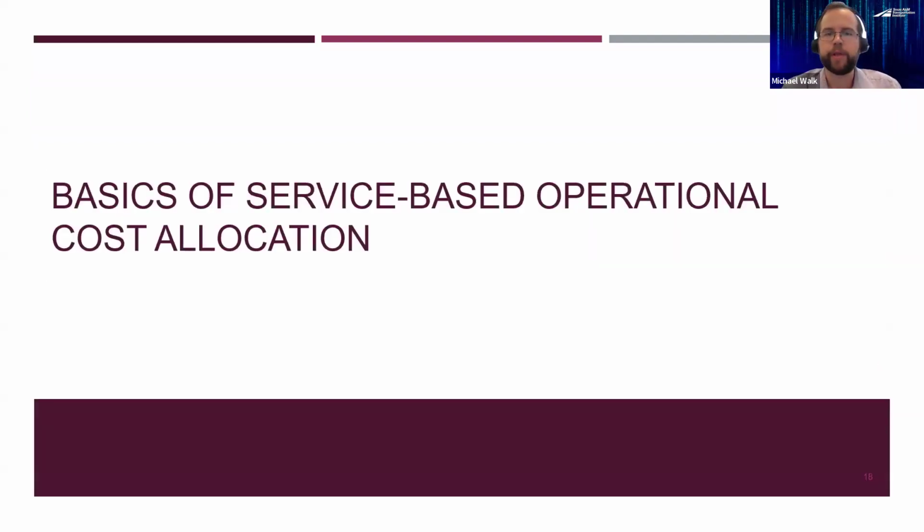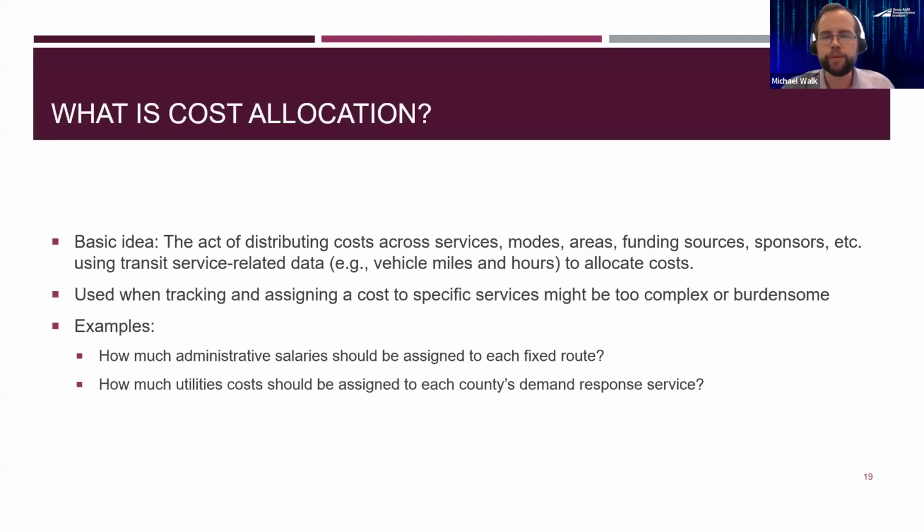So let's start with the basics of service-based operational cost allocation. When you think about cost allocation, the basic idea here is that we have costs as a transit provider, and if we want to figure out how much of those costs are attributable to a single mode or a single route or a single service that we operate, we have to allocate those costs. And we're going to use transit service data, some things like miles and hours, to do that cost allocation. And we'll look at some graphical examples in just a little bit. But cost allocation is actually really, really critical when the complexity of assigning a specific cost to a specific service is just too complex or too burdensome.